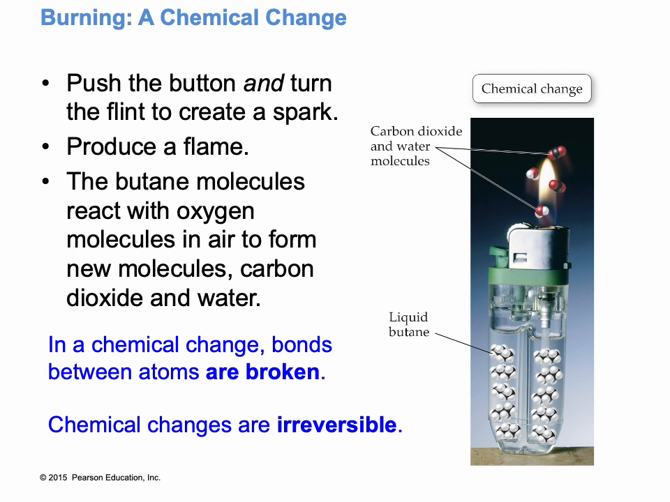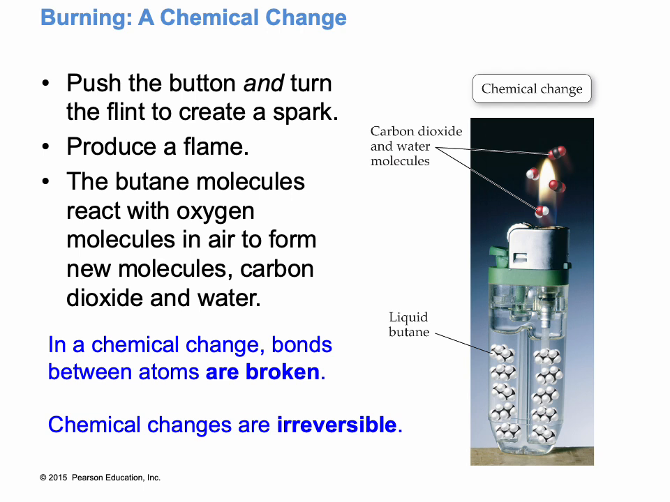However, if I push the button and I turn the flint at the same time to make a spark, then I have created a chemical change. So I push the button, which releases the gaseous butane, but lighting the spark gives that gaseous butane the energy that it needs to begin to react with oxygen that's in the environment, oxygen that's in the atmosphere. So if we push the button and turn the flint to create a spark, we produce a flame.